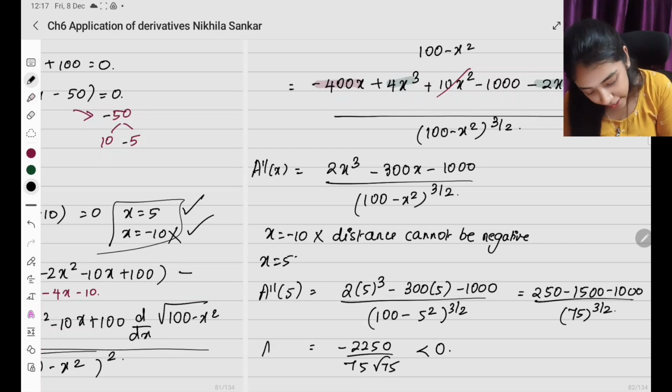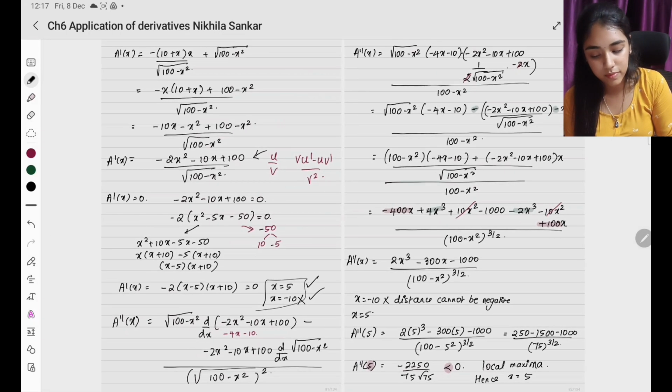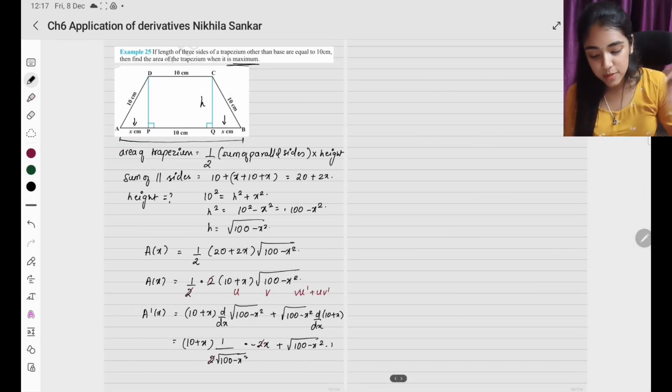So I have f double dash at critical point is going to be less than 0, which means we are talking about the local maxima. So what have we done all this time? We have found out that this is the local maxima and hence the value of x is going to be 5. Okay? Understood?